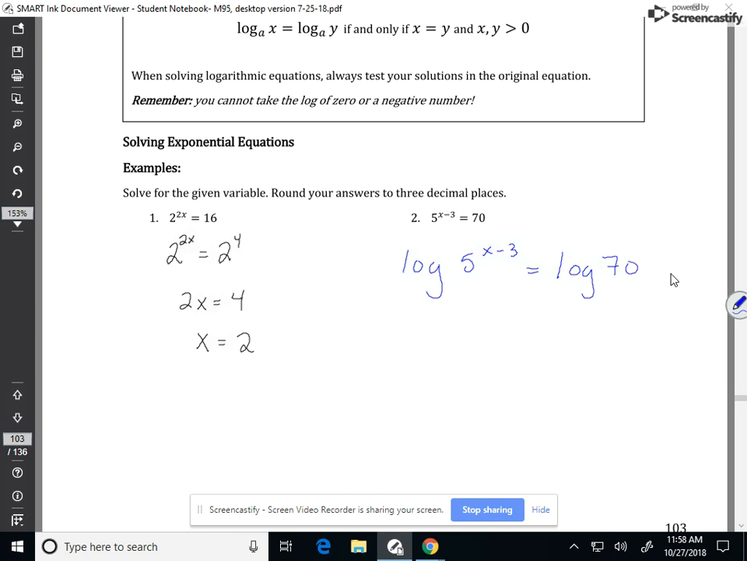And now remember, when we just write log and there's no base there, we assume that the base is 10. I'm now going to use the power rule to take this exponent and bring it down in front. So I've got x minus 3 times log of 5 equals log of 70. Okay, dividing both sides by log of 5.